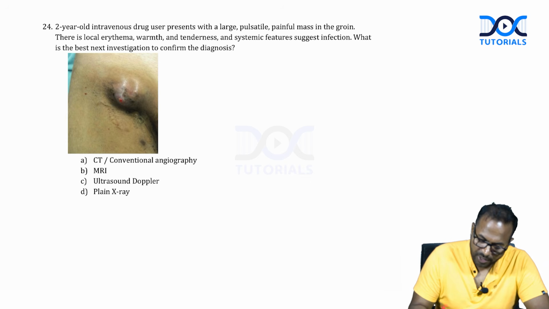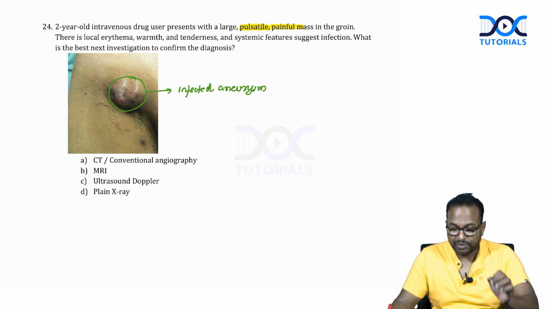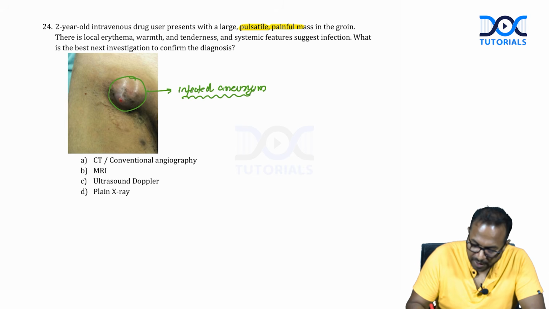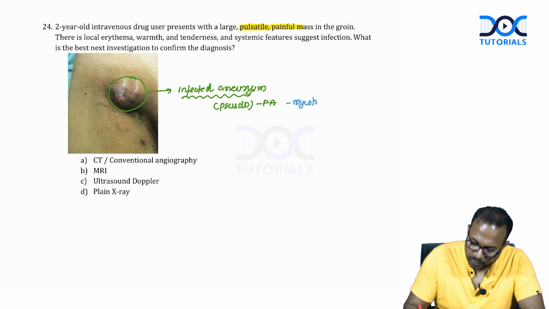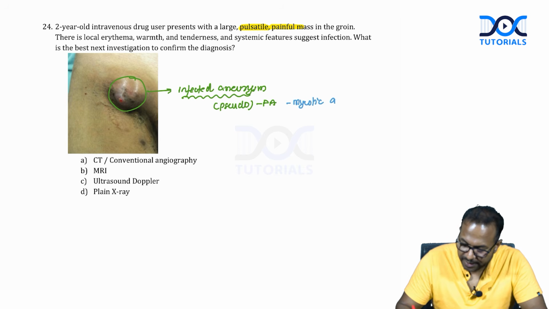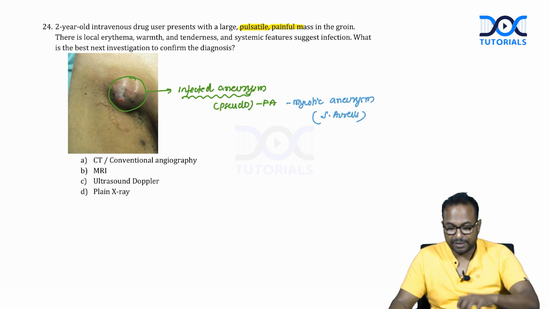A 24-year-old intravenous drug abuser presents with a pulsatile mass in the groin. Whenever it is a pulsatile mass, it may be an aneurysm, an infected aneurysm. When you palpate, it is having warmth and tenderness suggestive of infection. So, it is an infected aneurysm, also called pseudoaneurysm of the femoral artery. This is called mycotic aneurysm. Though mycotic means fungus, it is a misnomer. It is caused by bacteria, usually Staph aureus. This is a case of mycotic aneurysm seen in the groin.